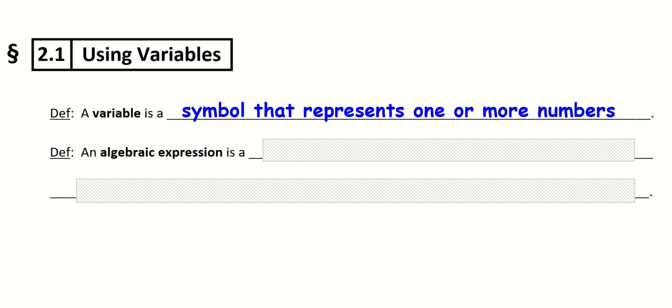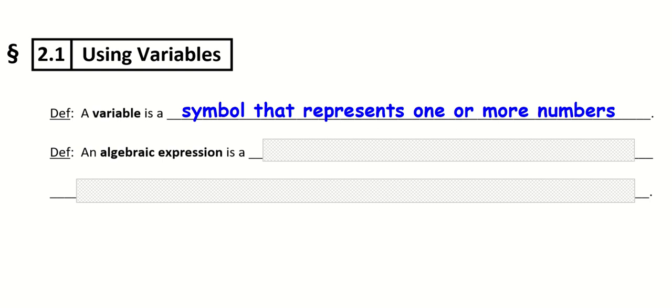Like x is maybe the most common one by far, actually. But it doesn't have to be a letter in the English alphabet. It could be a letter from the Greek alphabet. But I don't want to go too far down that rabbit hole. So symbol really just means a letter that represents one or more numbers.